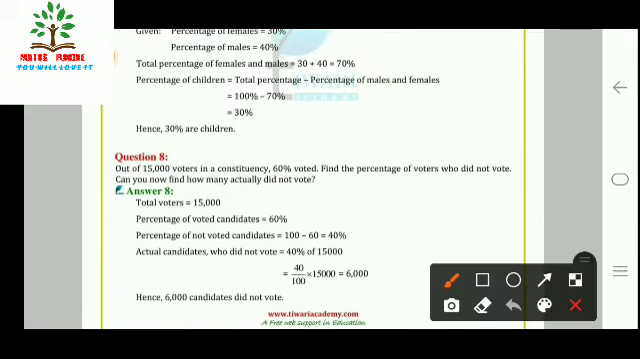Now in question number 8, out of 15,000 voters in the constituency, 60% voted. Find the percent of voters who did not vote. So if 60% voted, it means 100 minus 60, that is 40% of the voters did not vote. Actually the voters are 15,000. Now how many did not vote? 40% did not vote. So 40% of 15,000 is 6,000. So 6,000 of the voters did not vote.